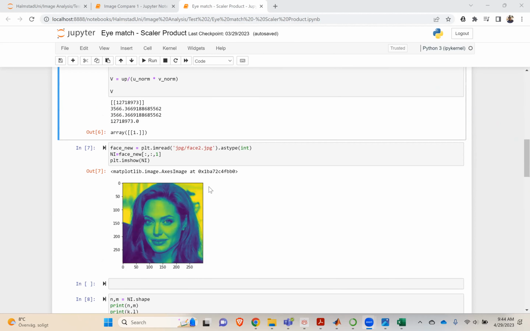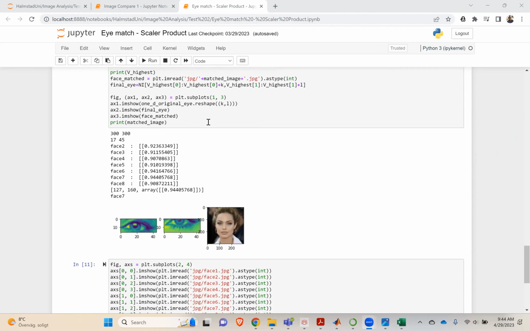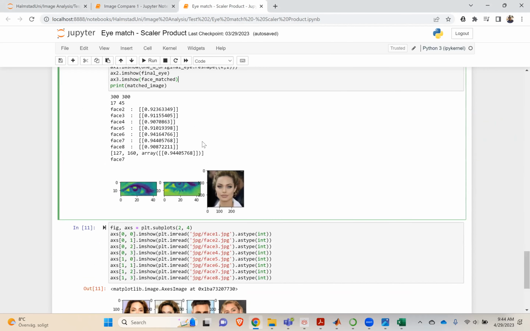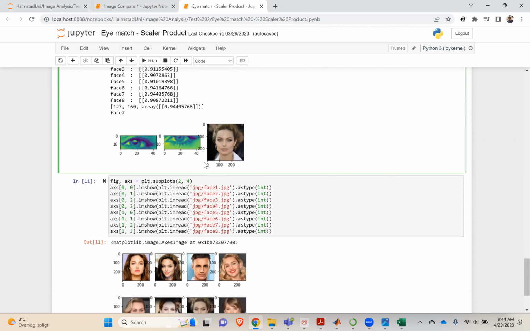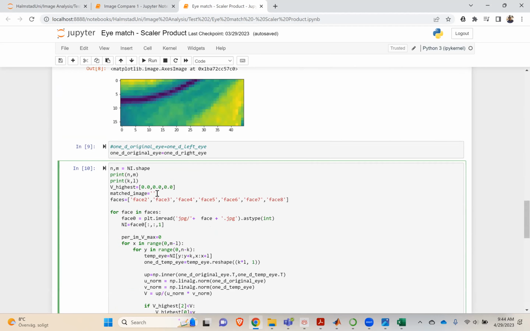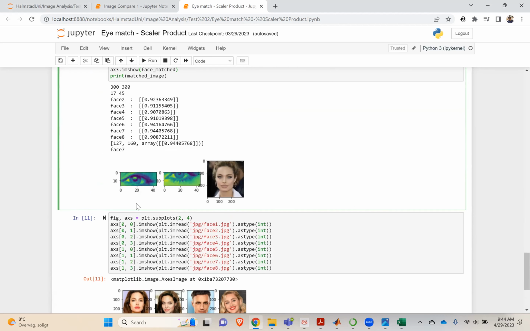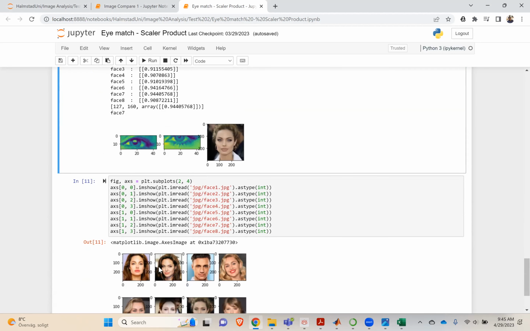I will go fast now. When I run the program, these are the faces I compare with my original image, the original eye, which I took from this image. You can see it's a 92% match. I'm matching with the second image, face 2. With the first one, it should get 100% match actually, but I'm not displaying it in here.